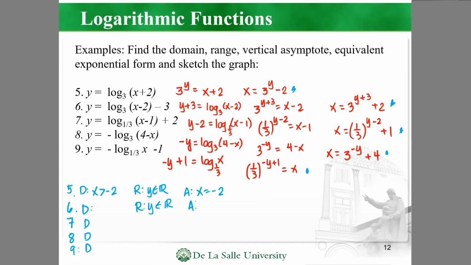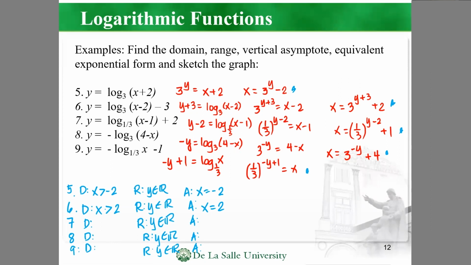What's the domain for number 6? X is greater than 2. Because what? What is 2? 2 is your vertical asymptote. For number 7, let's start with the range, guys. Number 7, am I correct in saying na 7, 8, and 9, all the ranges are all real na?